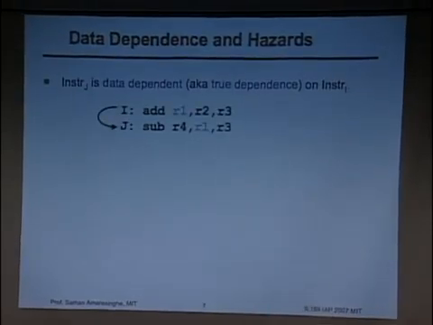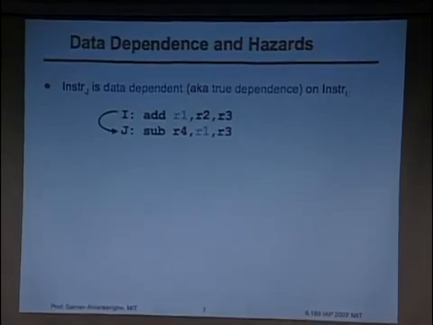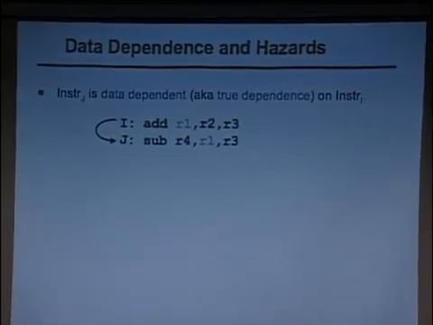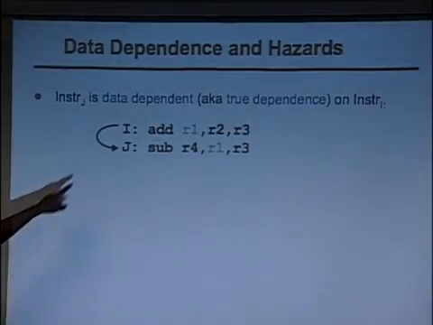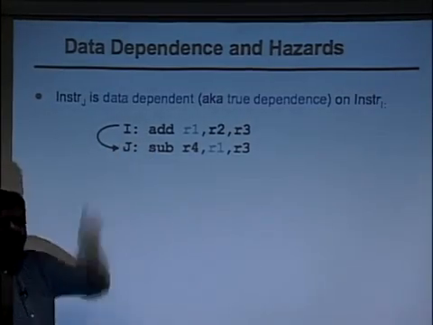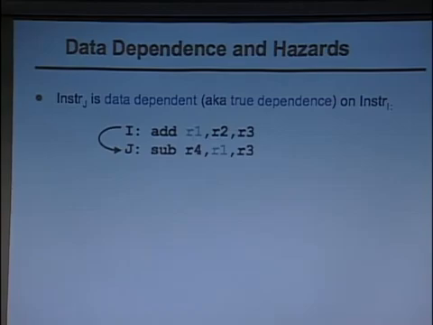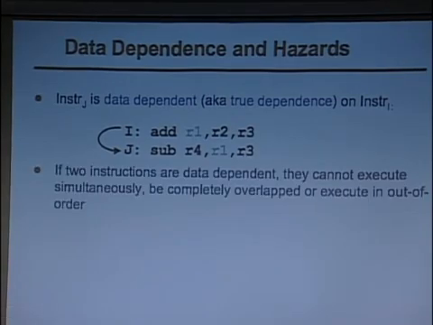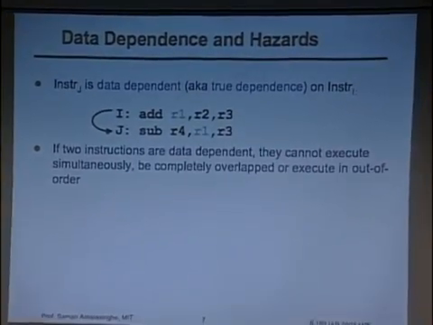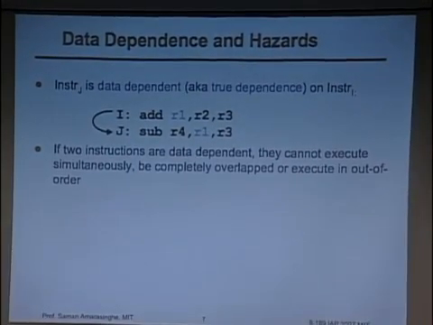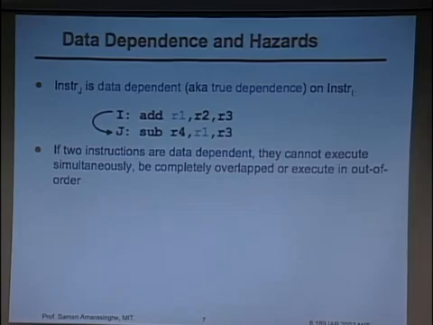The first thing a processor has to do is look for true data dependencies. True data dependence says that this instruction is in fact using something produced by the previous instruction. This is important because if the instructions are data dependent, they cannot be executed simultaneously, because you have to wait till the first one finishes to get the second. They cannot be completely overlapped, and you can't execute them out of order, because you have to make sure the data comes in before you actually use it.